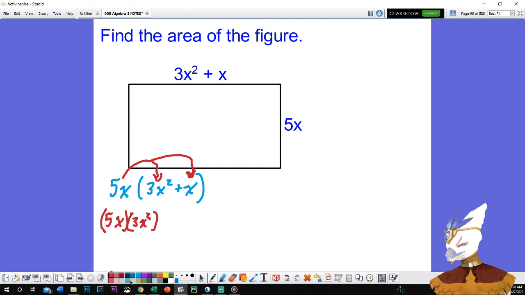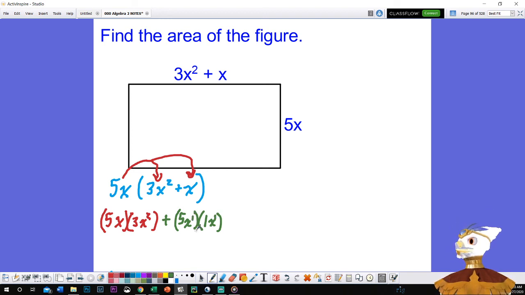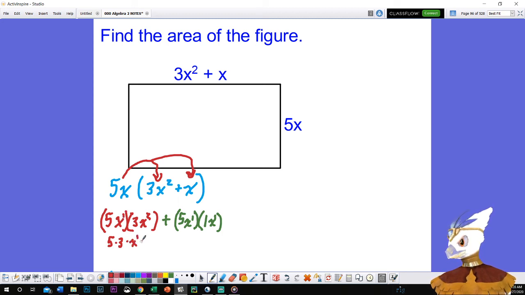Alright, we know how to do that because we just did a problem just like it. And then over here, I'm going to put a plus sign because that was plus. And then I have 5x times 1x. If I want to put a 1 there, I can. We're going to put 1s there for our exponents of the x's. Alright, let's just worry about this red part first. So I've got 5 and 3 that go together. And I've got x to the first power and x to the second power all together.